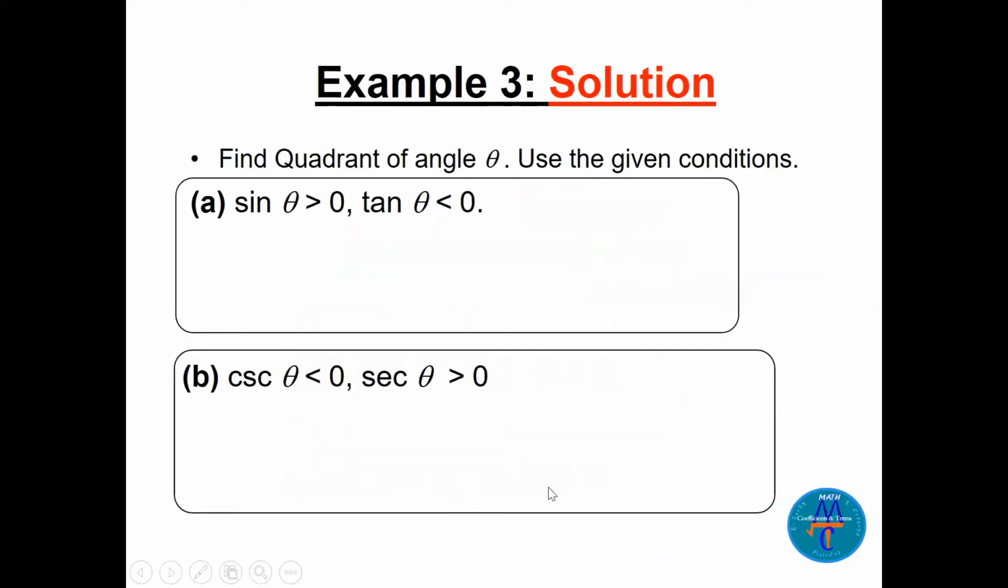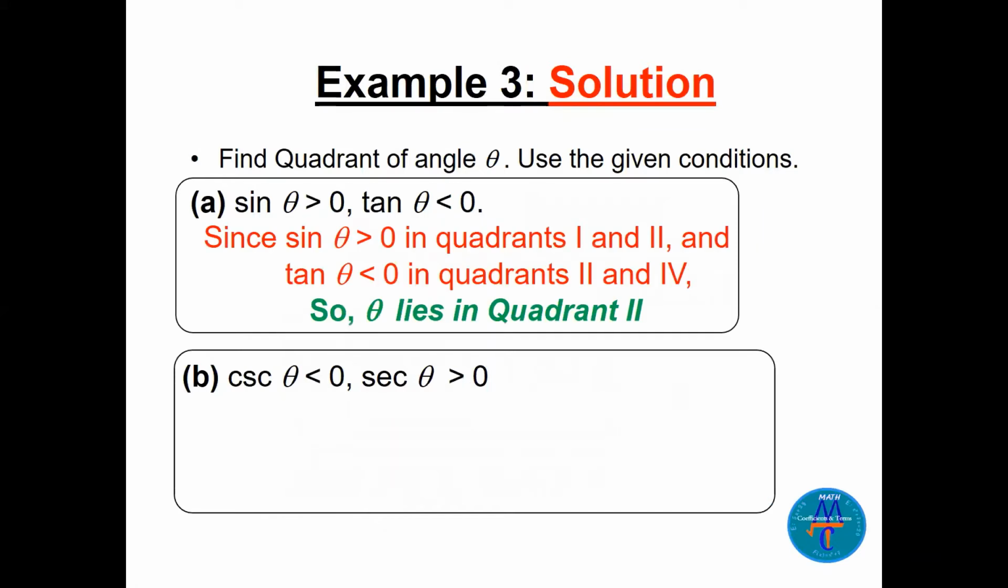Let's see the first one. Sine theta is greater than 0. In which quadrants is sine positive? 1 and 2. Now, if tan theta is negative, it cannot be in quadrant 1. So it is negative in quadrant 2 and quadrant 4. So theta lies only in quadrant 2 because we have two conditions there.